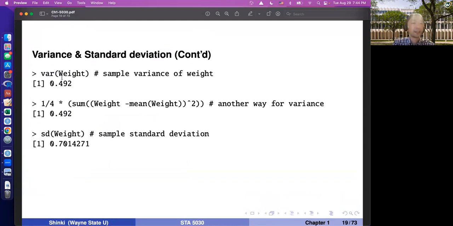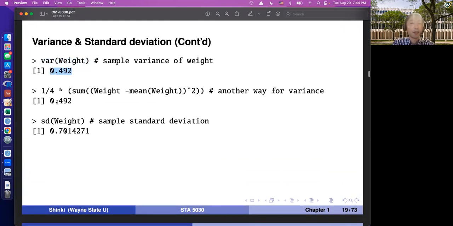And the code is here. Weight is the previous variable. I can type the variance of weight, and then we can get the variance. Also, we can take the difference between weight and the mean weight. Mean weight is one number, but if you calculate a vector minus one number, it calculates each element minus this number. So this is again a vector with 5 elements.